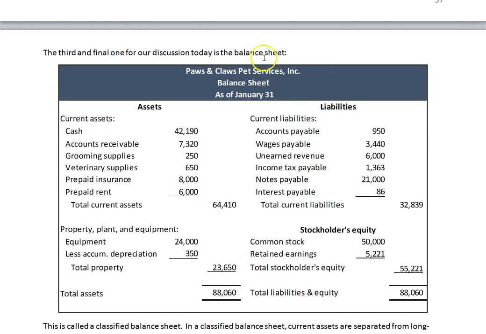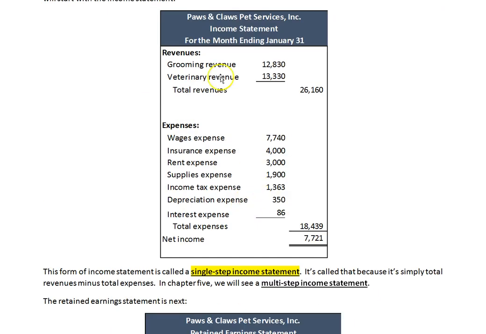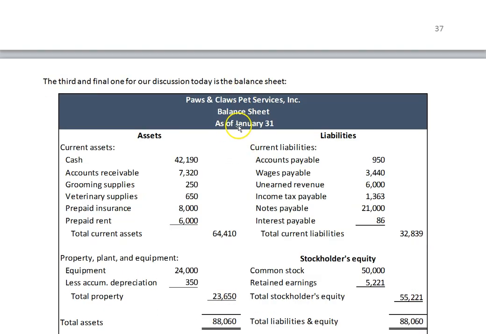Now let's look at the balance sheet. There's a lot more going on with the balance sheet. Notice the date. It's not for the month ended anymore like it is on these 2, which are for the month ended. It's just one date, right?